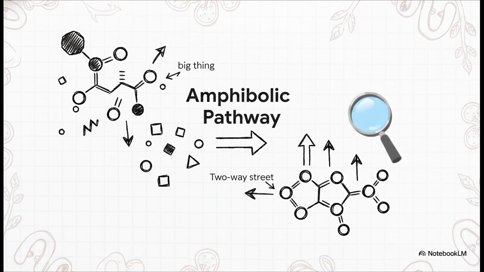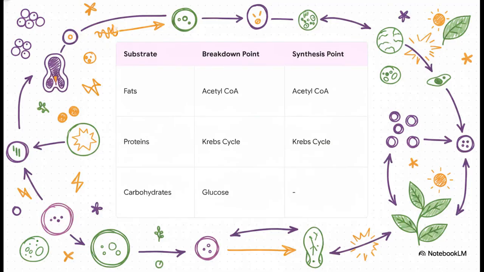Yes, it breaks things down for energy, but it also provides the exact essential building blocks needed to create new cellular materials. These pathways are just incredibly interconnected. If a plant needs to burn fats or proteins for energy, they just enter the respiratory pathway at various intermediate stages. But the real genius is that if the organism has excess energy and needs to build new fats or proteins, it can withdraw those exact same intermediates straight out of the Krebs cycle or glycolysis to synthesize them.